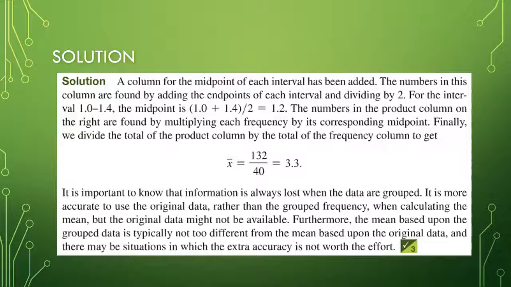It's important to know that information is always lost when the data are grouped. It's a lot more beneficial to use the original data rather than the group frequency. And if you are doing calculations from a group and you're doing some kind of report, in order to maintain integrity you would need to note that you did not have the original data. Instead, you had it grouped into intervals. The mean based on group data is typically not too different from the mean based on the original data, and so it can serve. It's just important to realize that there may be some difference involved.